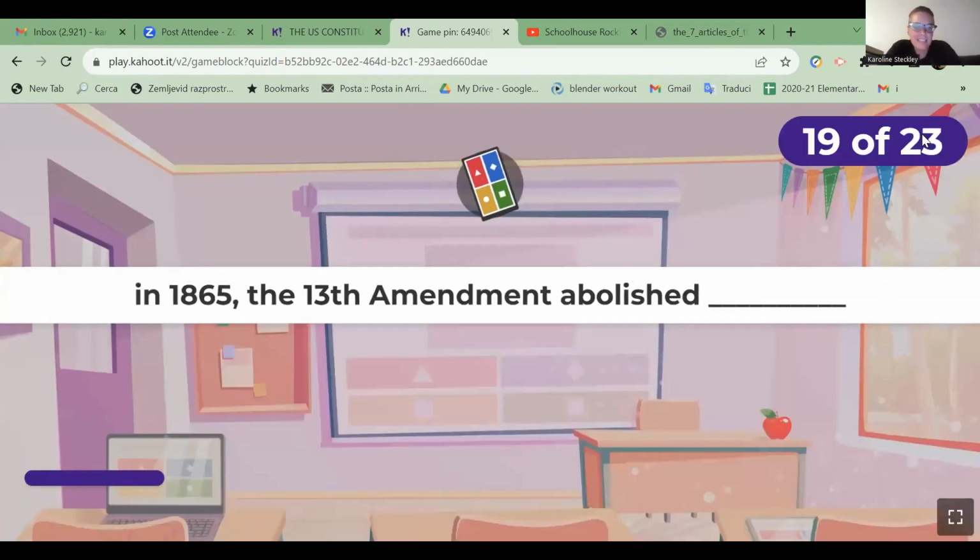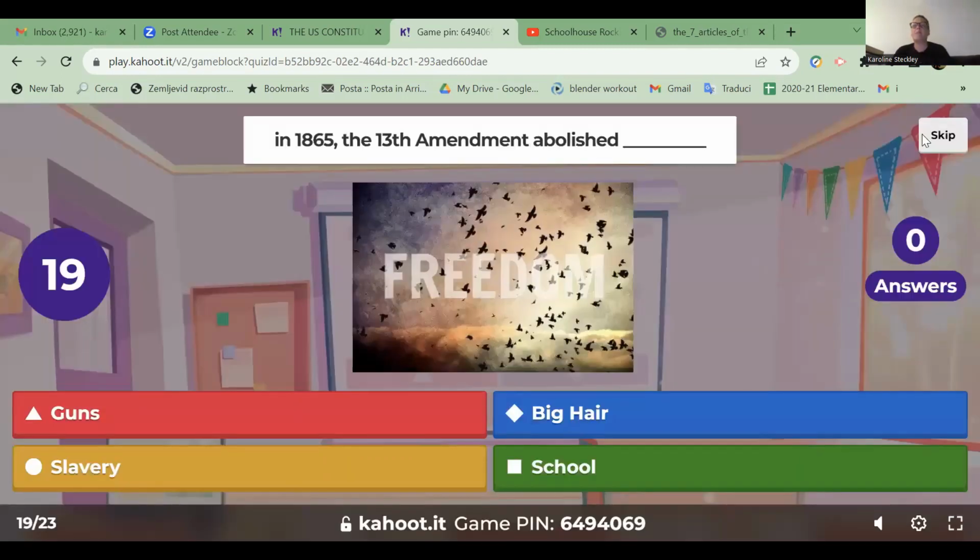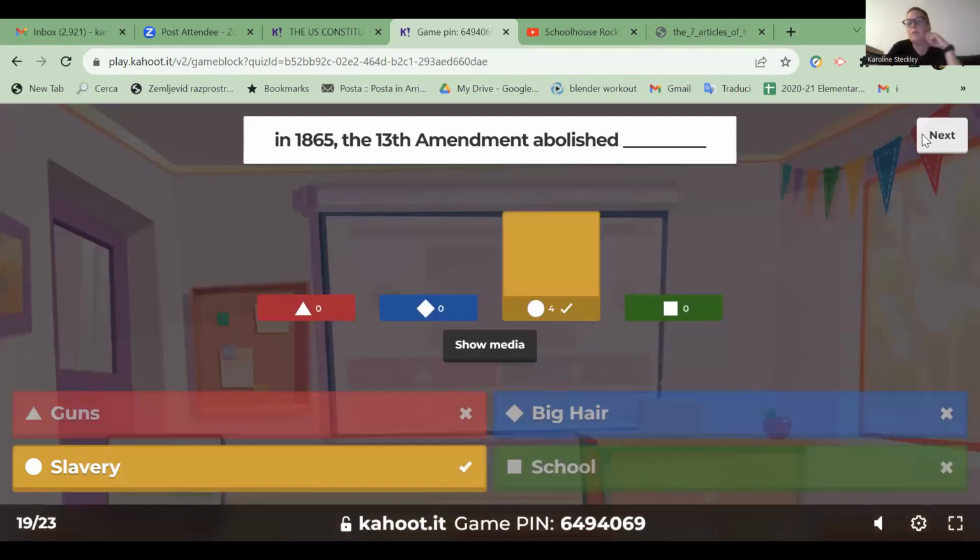Be competitive. All right. In 1865, the 13th Amendment abolished guns, red, slavery, yellow, big hair, blue, or school, green. Oh, good. It was pretty obvious, right? So in 1865, that's when we finally finished slavery.